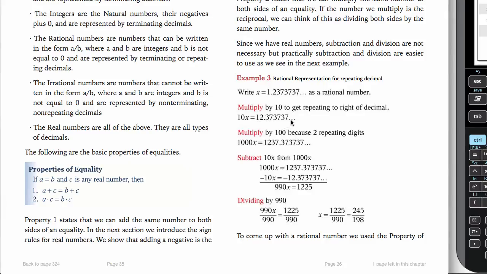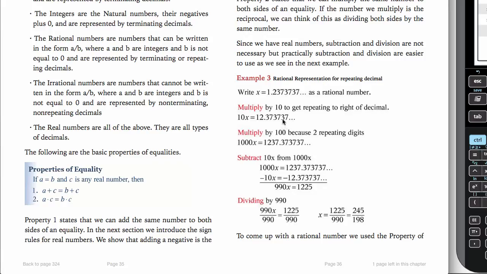Then the next trick is to take the number of repeating decimal places and multiply by that. So there's 2 repeating places, so we're going to multiply by 100. If there was 1 repeating, we'd multiply by 10. If there was 3 repeating, we'd multiply by 1,000.